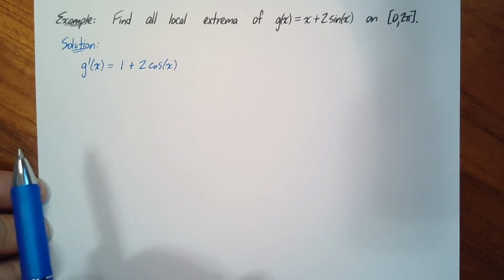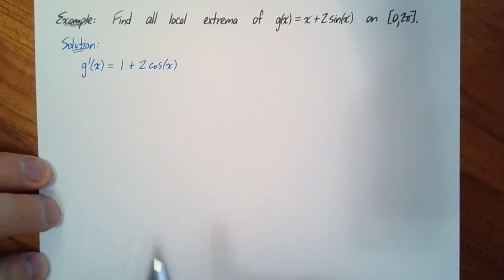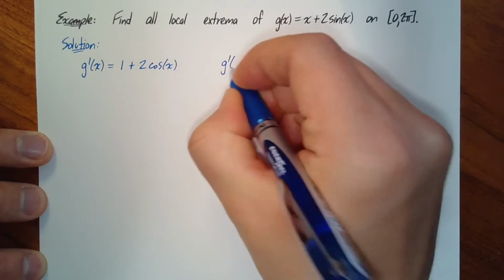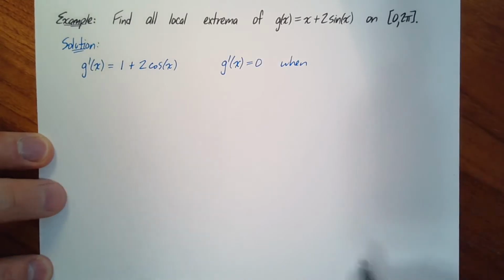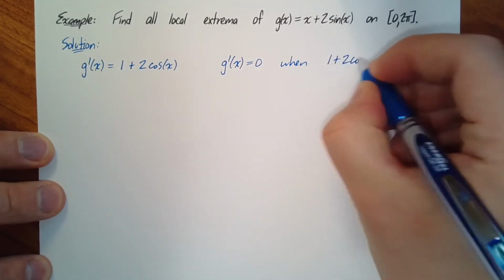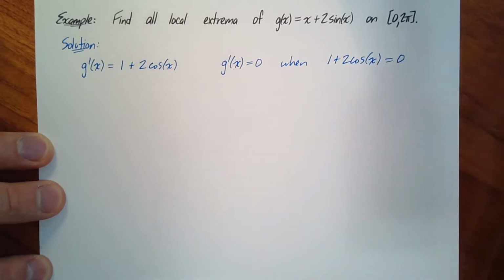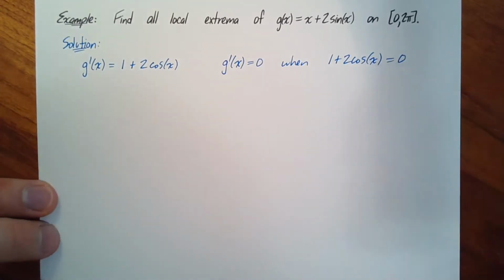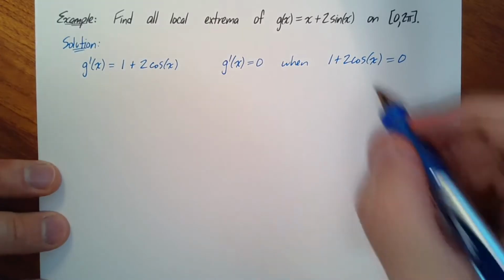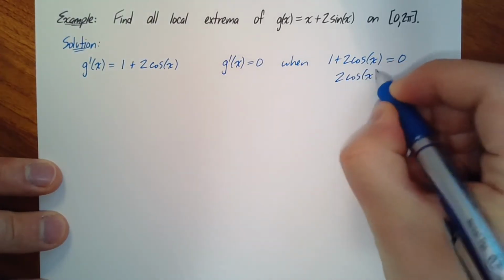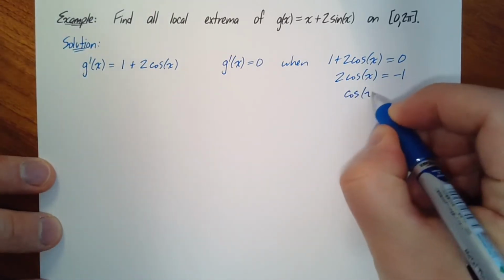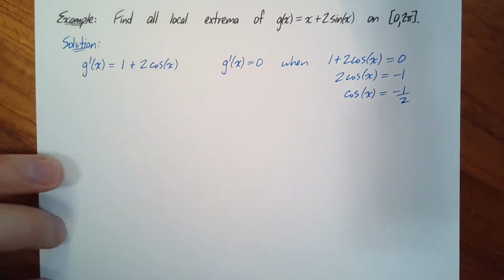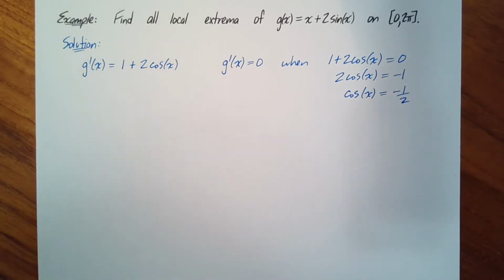So for critical numbers, we want to find when that is equal to 0 or when it is undefined. So g prime of x is equal to 0, well, when 1 plus 2 cosine of x is equal to 0. So solve that for, well, start by solving it for cosine of x. You're going to get 2 cosine of x is equal to negative 1, if you bring the 1 over to the other side. And then you're going to get cosine of x is equal to negative 1/2. Okay, well, when is that going to happen?